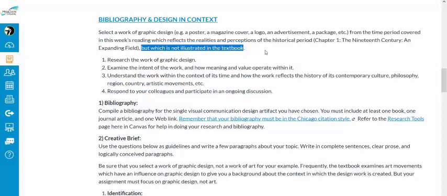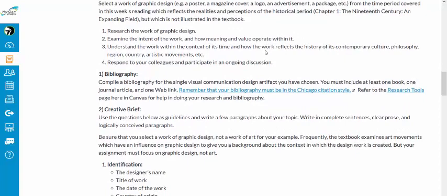Now, it can't be illustrated in the textbook. It could be by another designer. The same designer talked about in the textbook, but just a different example that is not illustrated in the textbook. You're going to research the work of graphic design, and you're going to examine the intent of the work. You're also going to work on understanding the example within the context of its time. And then you're going to respond to your colleagues and participate in an ongoing discussion.